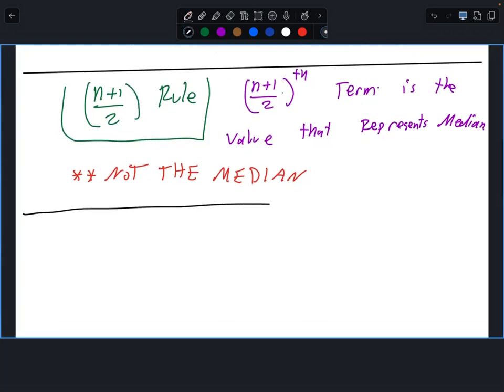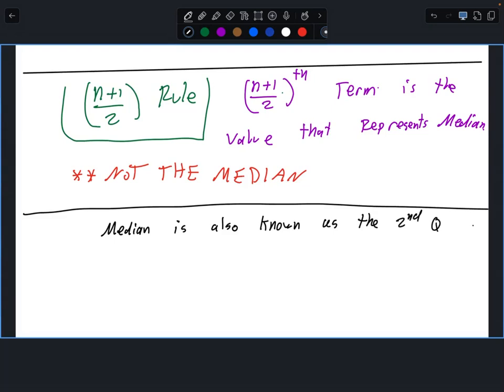So the median is also known as the second quartile. Okay? It is also known as the second quartile, but we are never really going to refer to it as the second quartile. Because what we're going to want to find is the what quartiles?